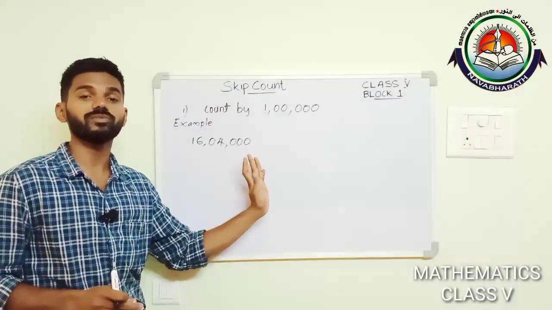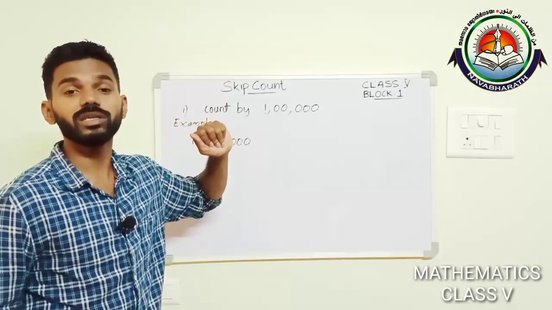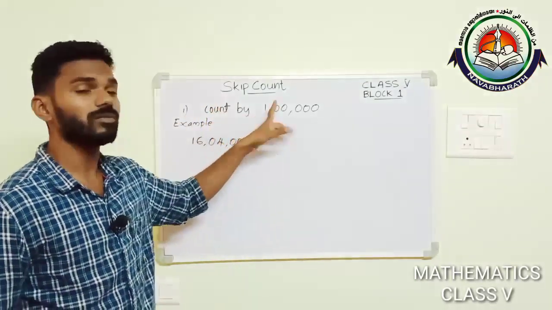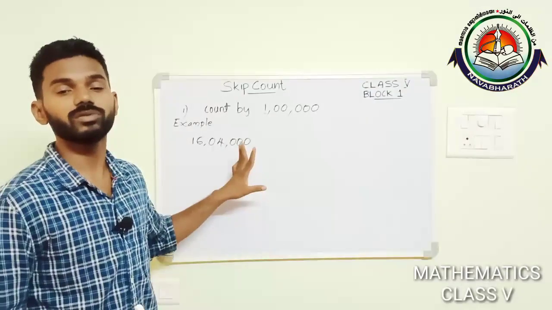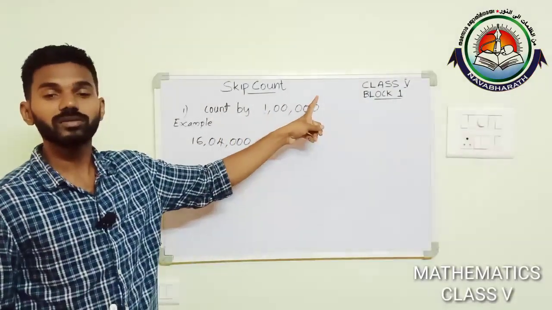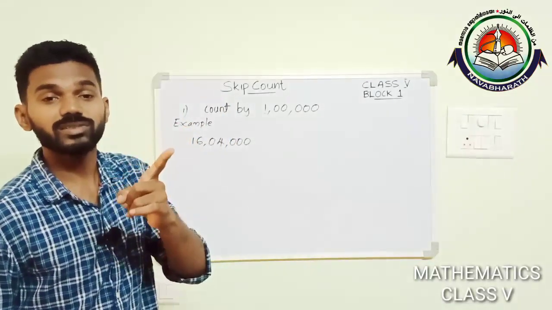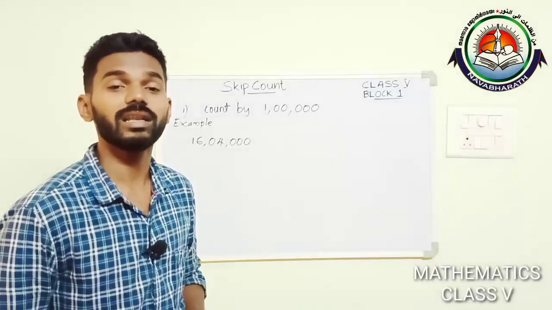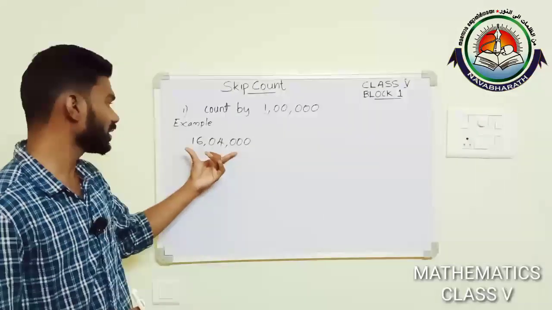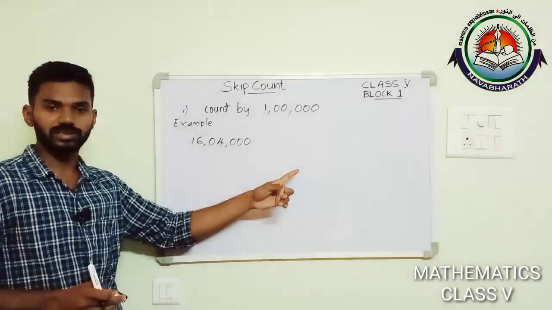You should state which would be the next 3 numbers by doing a skip count by 1 lakh. How can you do that? First of all, since it is skip count by 1 lakh, you should consider the digit at the lakhs place of the given number. Which is the digit at the lakhs place?